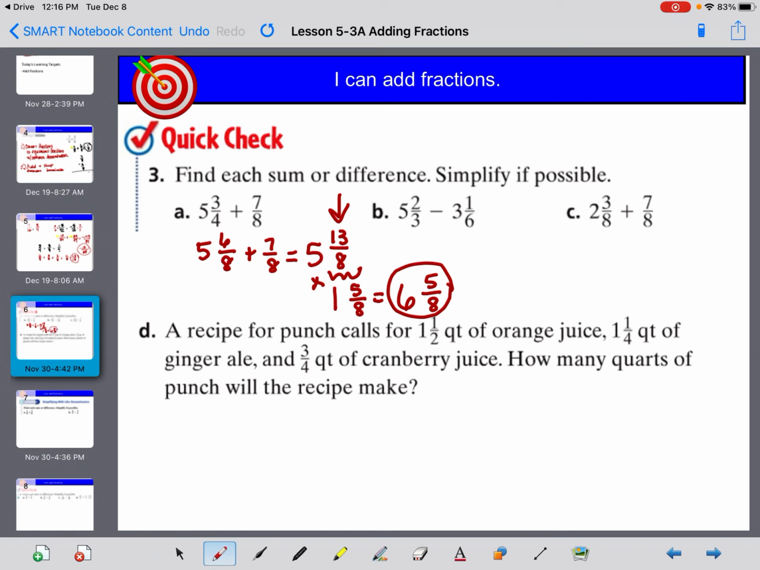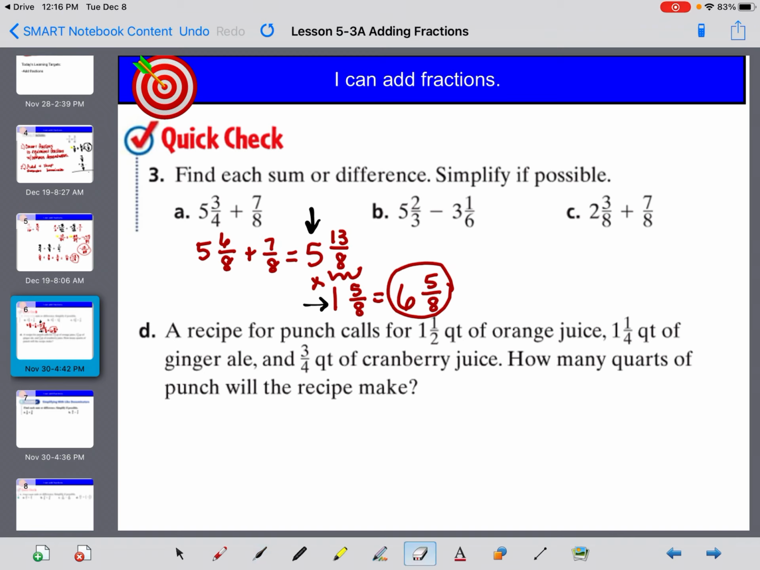Okay, so if the fraction portion is an improper fraction, I need to pull out how many whole numbers or how many whole units there are and add it to the existing whole units. In this case, I had 5 whole units plus 1 more whole unit.